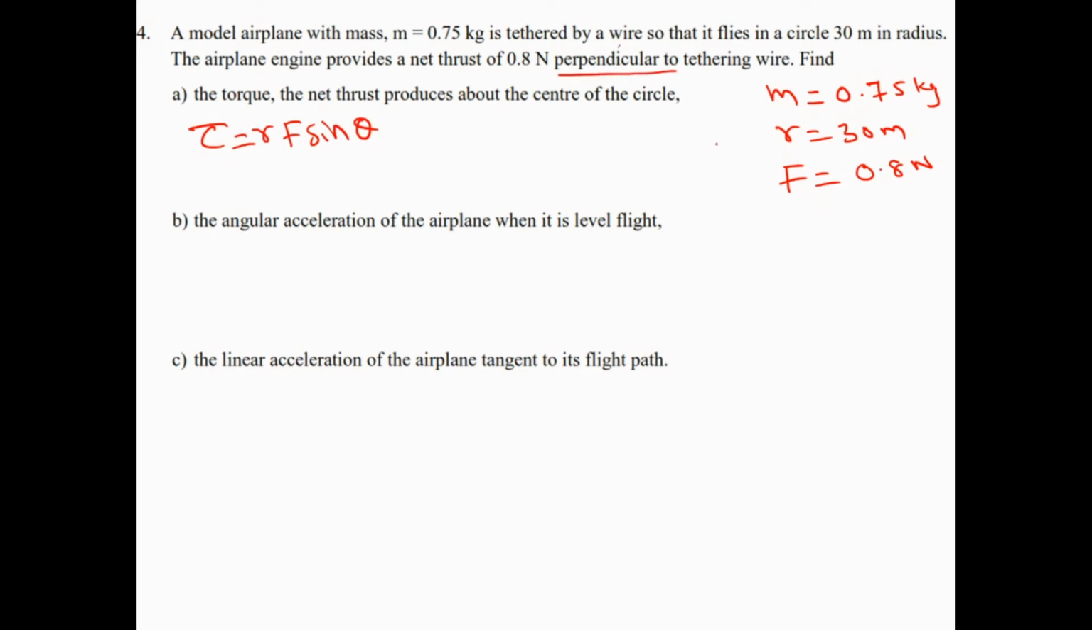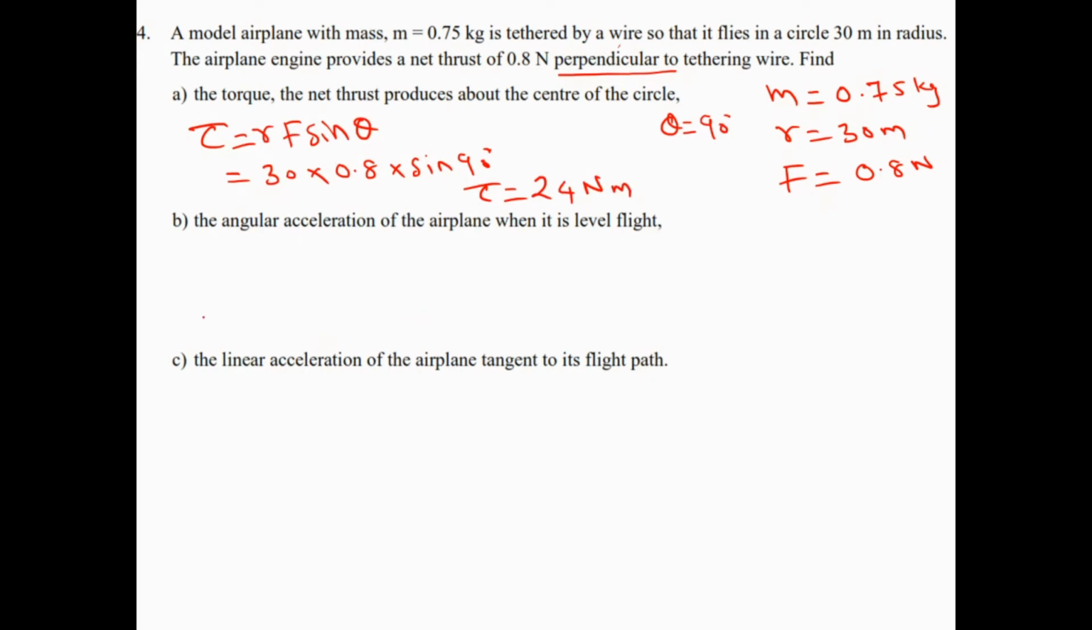So what is the angle here? The angle they mention indirectly as 90 degree. Am I right? So I'm going to substitute the values. R is 30 multiplied by 0.8 multiplied by sine of 90 degree, which gave the value of 1. So 30 multiplied by 0.8, we got 24 Newton meter. Clear? So the answer for the first question is 24 Newton meter.